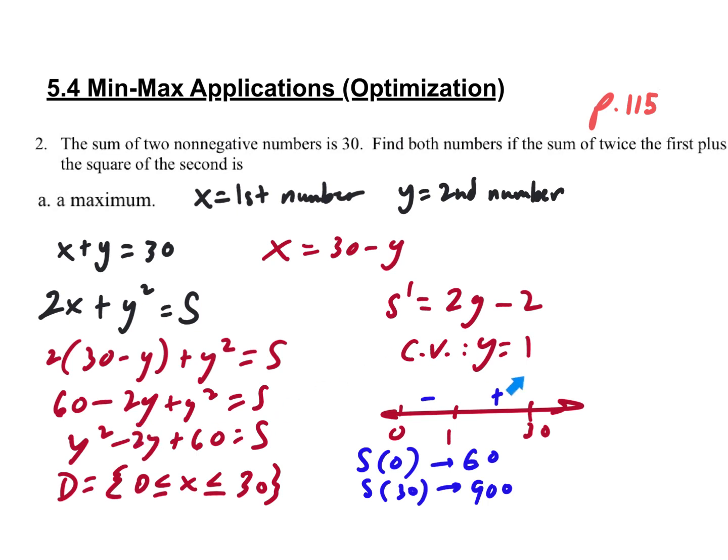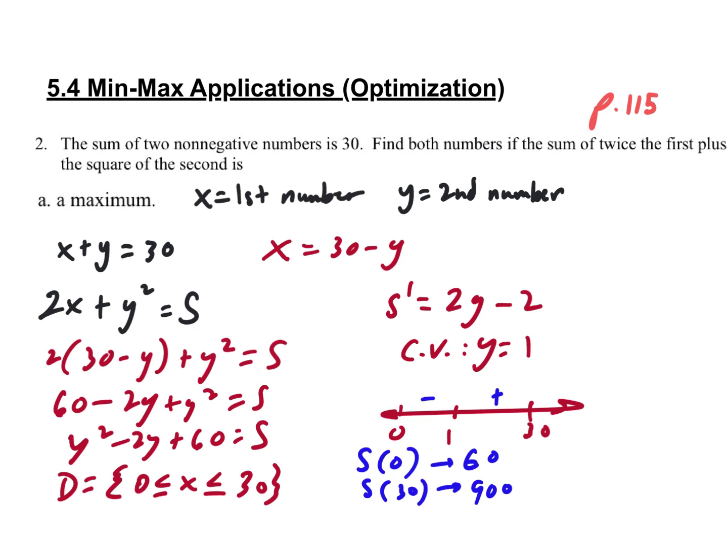And so when I'm doing my comparison of the endpoints compared to my critical value, we're talking about y's. So if y is 0, x has to be 30. If y is 30, x has to be 0. And so these numbers come from this equation. And so maybe I should be more explicit with that.